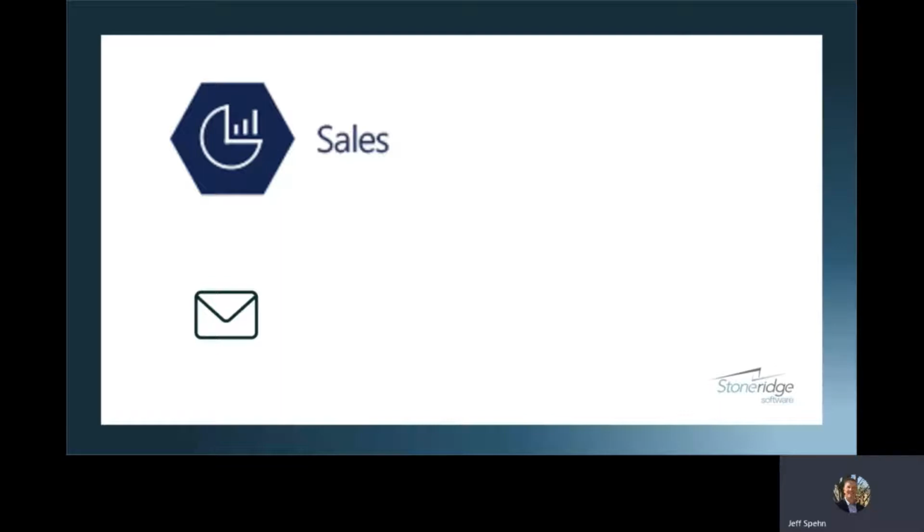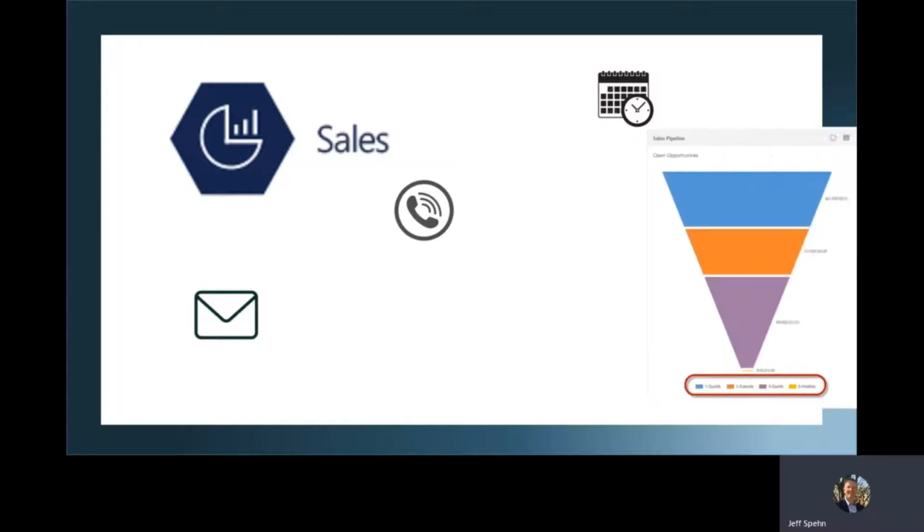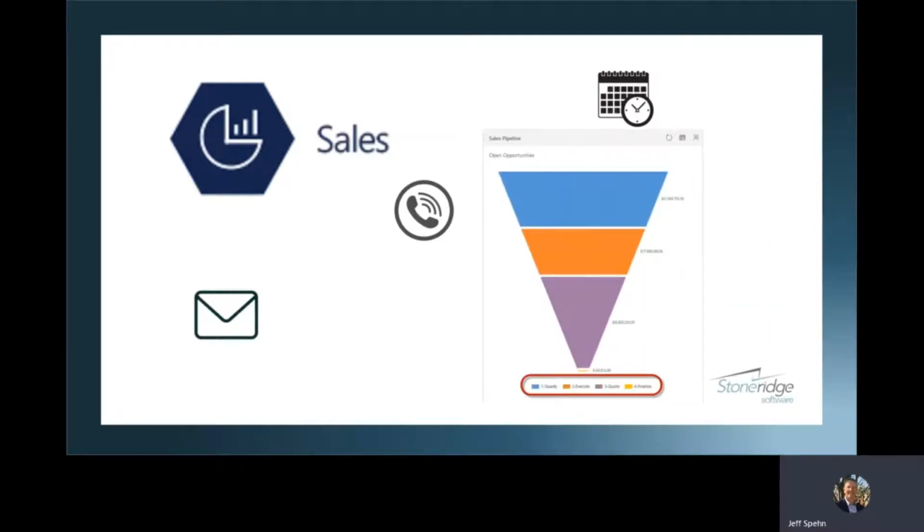Tracking activities such as emails, phone calls, and appointments to specific opportunities or potential sales are all core functions that are part of the sales application. If you've ever heard the question, "What does our sales pipeline look like?" That is exactly the type of information the Dynamics CE sales application provides.